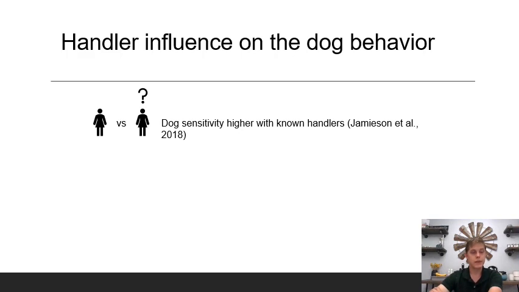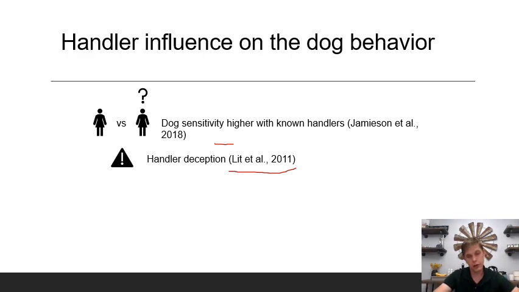I'm going to go through this quickly because we discussed some of these slides in the last webinar. But we did see in a previous study that dog sensitivity tended to be higher when they were working with a known handler versus an unknown handler. We do know from one of the key experiments by Lisa Lit et al. in 2011 that if you tell handlers that there are target odors whenever they see particular markers, there's an increased probability that a dog will make a false alert when the handler is led to believe that there's a target odor there and they can see that marker, versus when there isn't a marker.